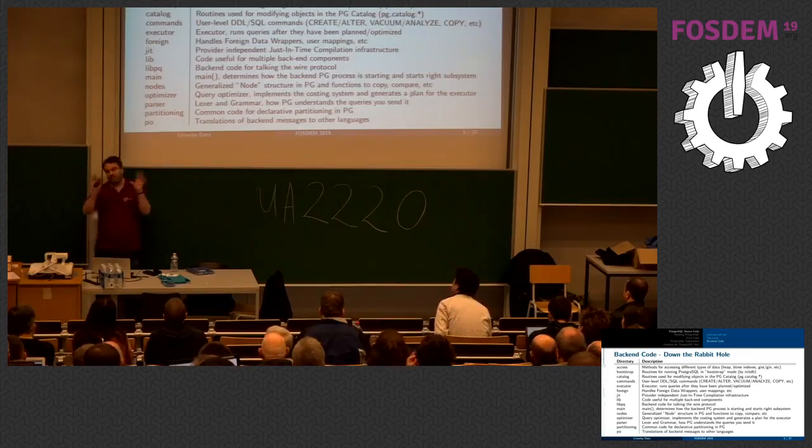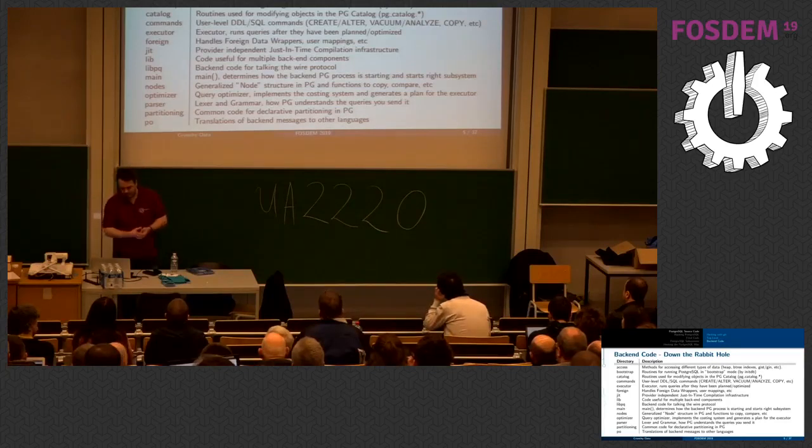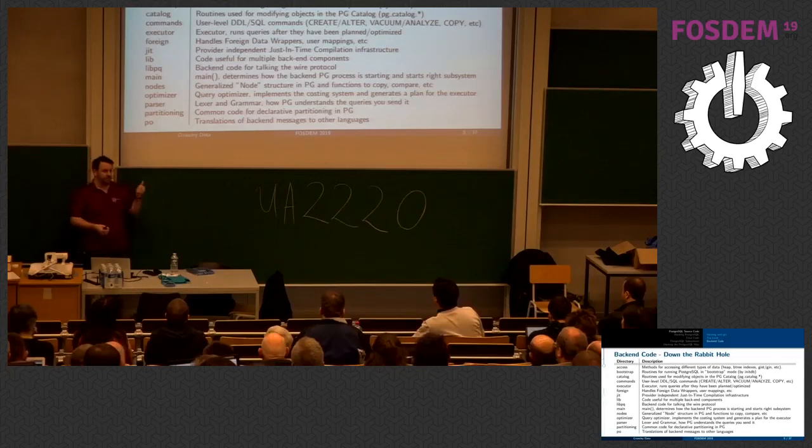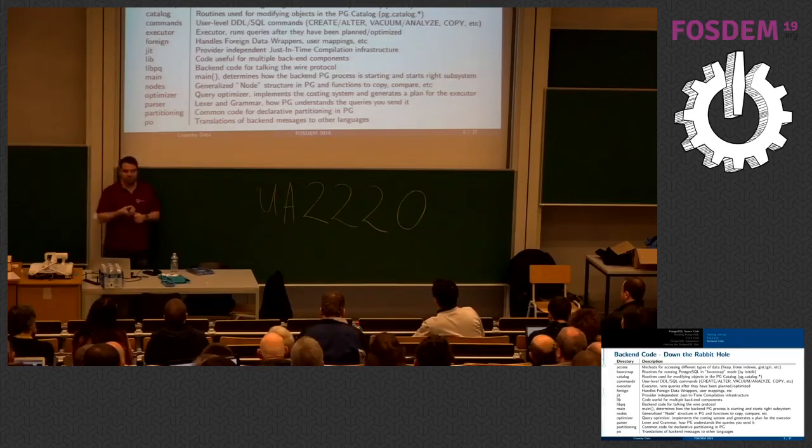Nodes. When you see an explain plan, you see those different nodes. We have a generalized node infrastructure for doing that. That all lives inside of nodes. We talked a little bit about the optimizer. The optimizer is what's going to actually take your query that you bring in and optimize it for running it. The parser is what actually parses the literal string that comes in.